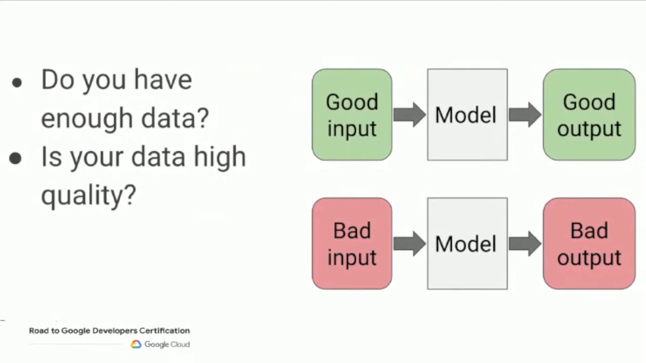So first, do we have enough data? Obviously, if the sample is bigger, we can get a better model, again depending on what you want to do. And also, is the data high quality? Those are questions that we need to ask ourselves, so we have a good input. If we have good data as input to the model, we're going to have a good output. And of course, on the other hand, if we have a bad input, we're going to have a bad output.